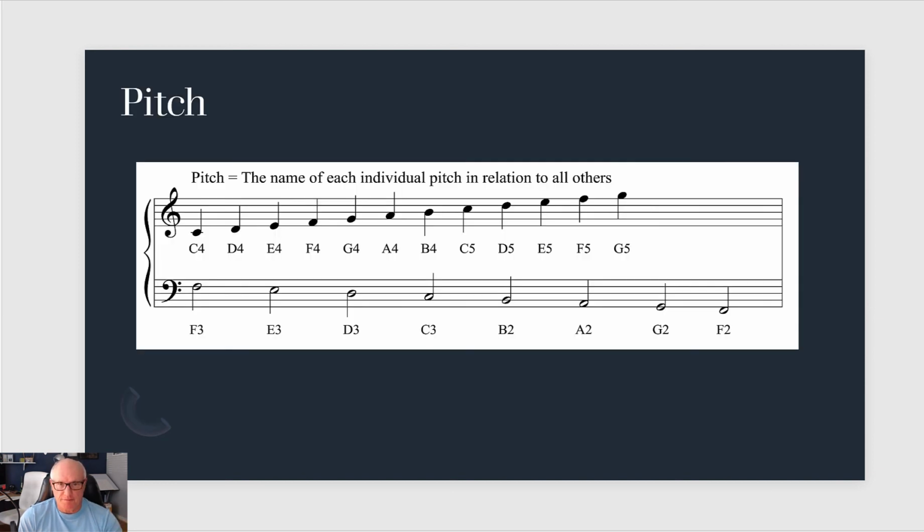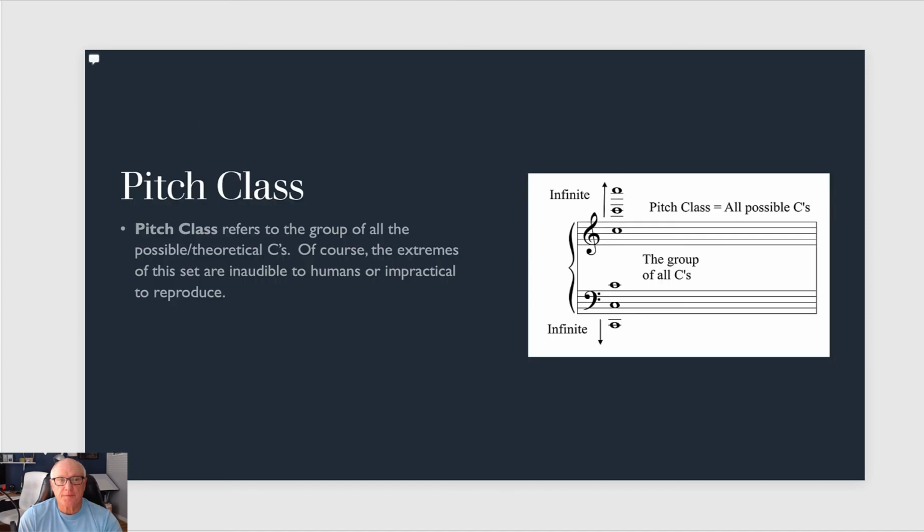And so here are the names of those pitches, something we already pretty well know. And this is given in relation to all the others. And you'll notice the number after each one of them. That's the keyboard orientation of those notes. Pitch class refers to the group of all the possible theoretical pitches of one pitch name. Like, look at all the C's. That's called a pitch class of all the possible C's. And of course, there are extremes in this set that are out of our hearing range, or they're very impractical to reproduce. So if I speak of a pitch class, I mean all possible B flats. If I speak of a certain B flat, it might be B flat 5.